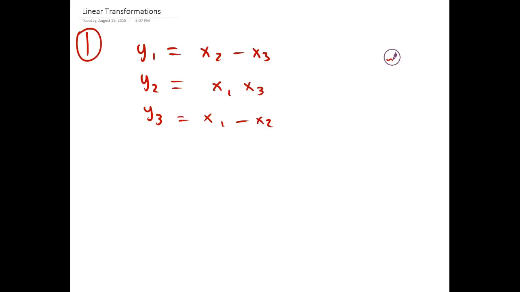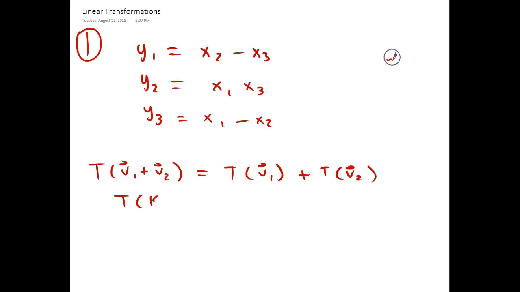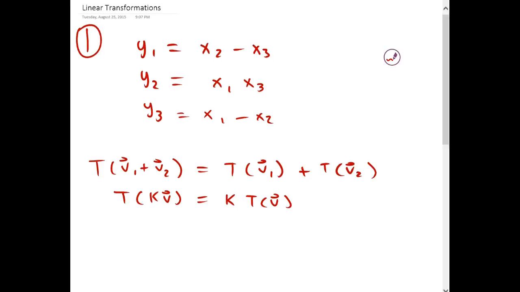For a transformation to be linear, it needs to have the following properties. If you put the sum of two vectors into a transformation, the output should be equal to the sum of the individual transformations of the vectors. And if you multiply a vector by a constant and put it into your transformation, it should equal the transformation of that vector times the constant. So we can check this property and see if it holds for this transformation.